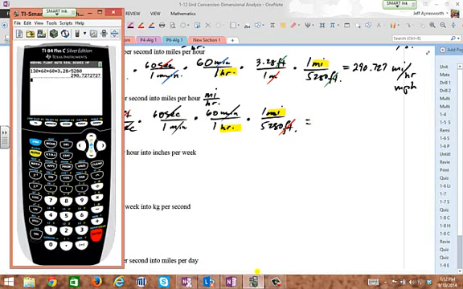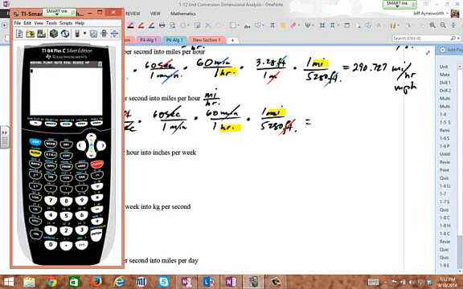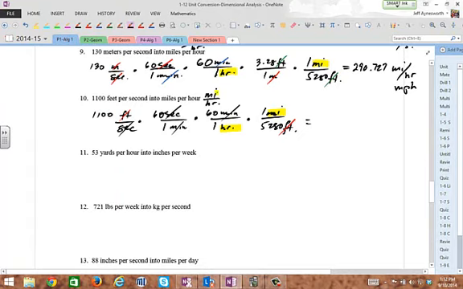So let's try it. Starting off with 1,100. So clear out 1,100. Times 60 times 60, divided by, because it's in the denominator, 5,280. And you get 750. 750 miles per hour, or you can say mph.